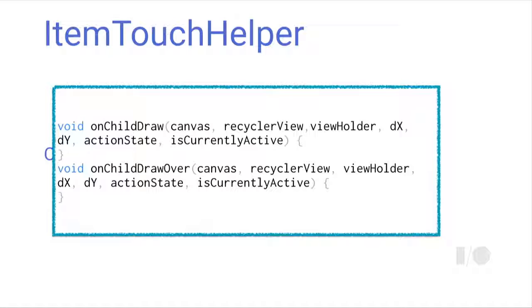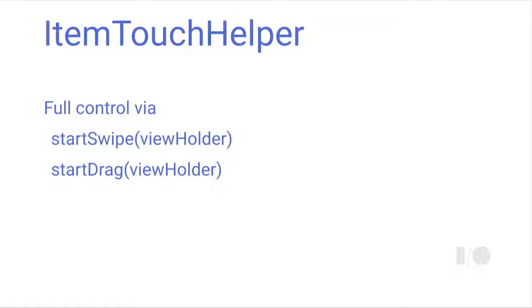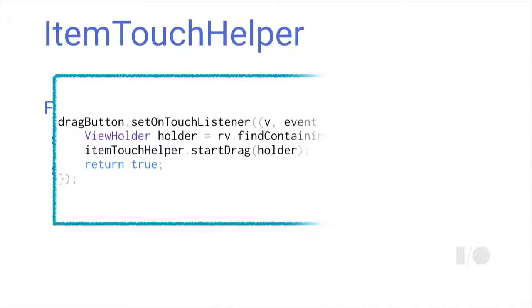So you can also customize how it is drawn. In the Support 7 demos, we have this sample. Like you can make it fade away as you swipe. You just override another method in the callback. And you can also start the drag and drop or swipe yourself. Maybe you have a custom button there.